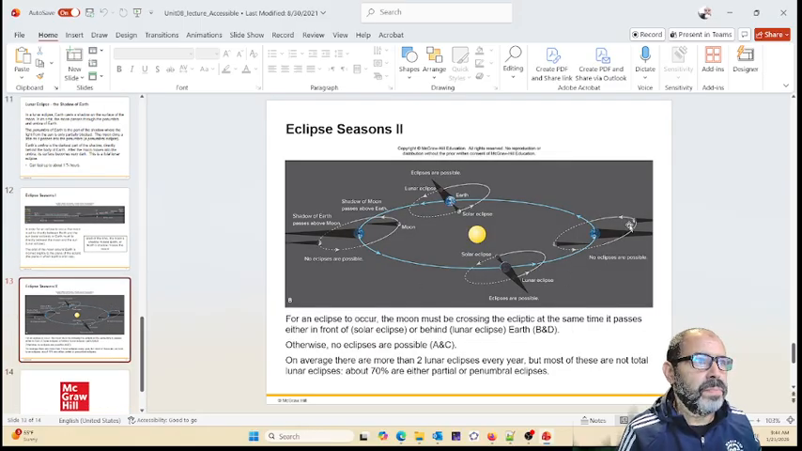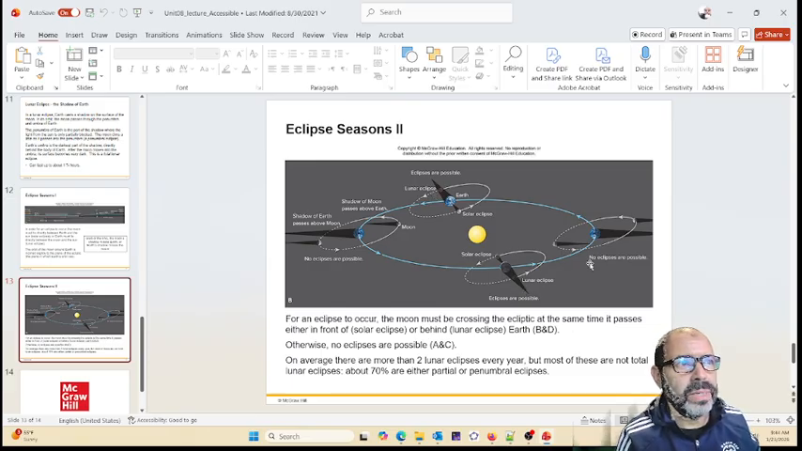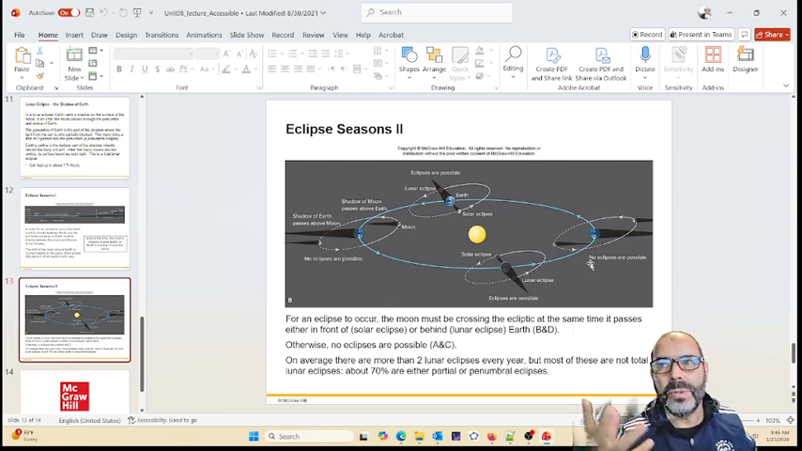So again, this plane is moving, and it's only when the ideal conditions are met, where these two planes meet, that we have solar eclipses or lunar eclipses for that matter. And the average is about twice a year, somewhere on Earth, not necessarily where we are.